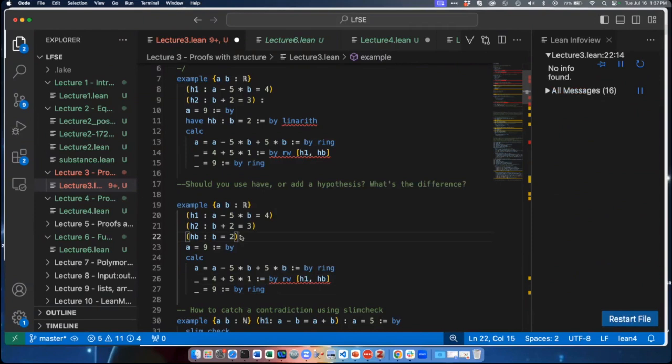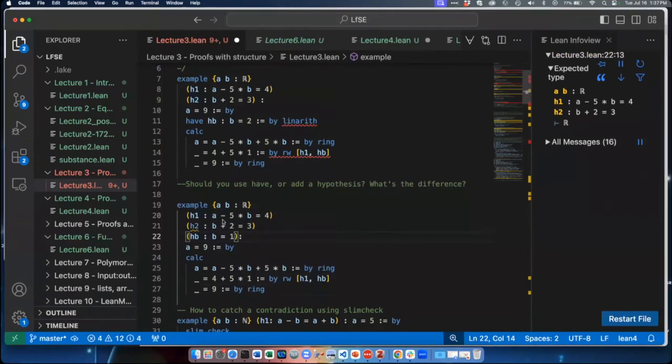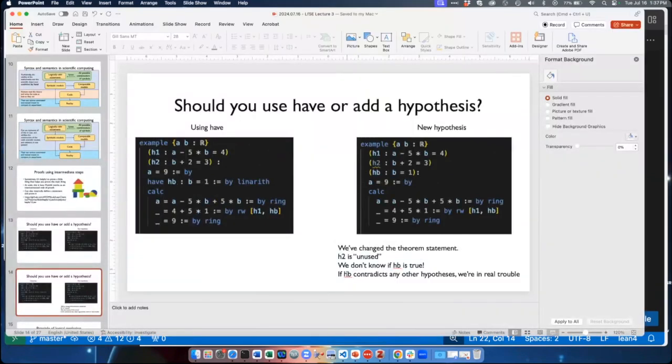Well, that's not quite a good thing. I'm going to jump back to the slide to say why introducing a contradiction in your premises is such a bad thing. And this has a name. So if HB contradicts any other premises, we're in real trouble.